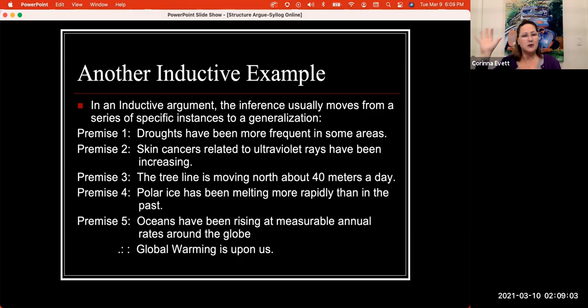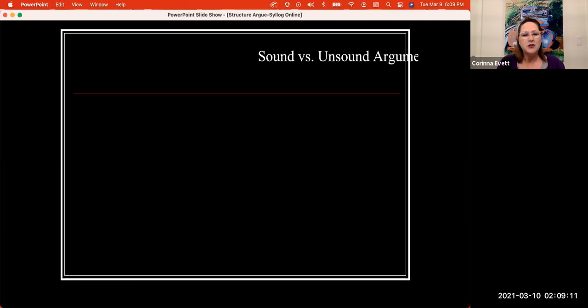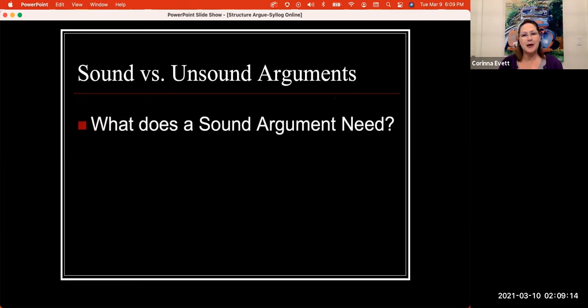And then notice we take these real general examples and we get to a very specific conclusion about global warming. Can you also see that with that last example that we could have also come to a different conclusion about the environment? It didn't just have to be about climate change or global warming, right? So in order for an argument to be sound, what does a sound argument need? And with some of what you read, you may have seen that there are two things.